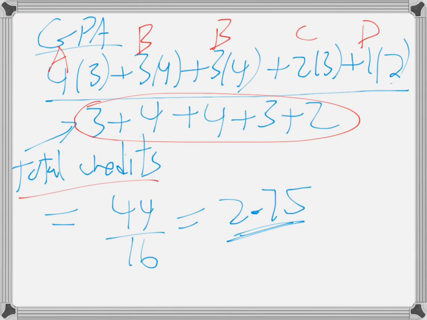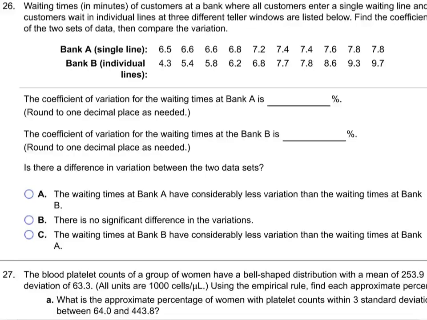All right, how we doing? We're running short. Okay, so yeah, bank A, bank B. Let's just do bank A. Coefficient of variation. How do we do coefficient of variation? Let me write it out for you one more time.